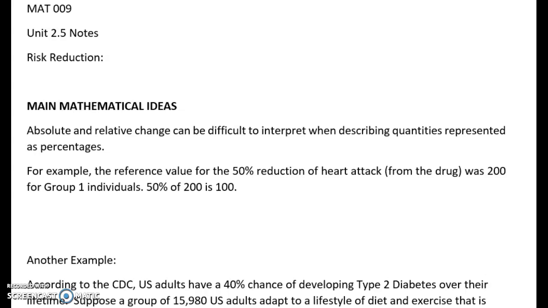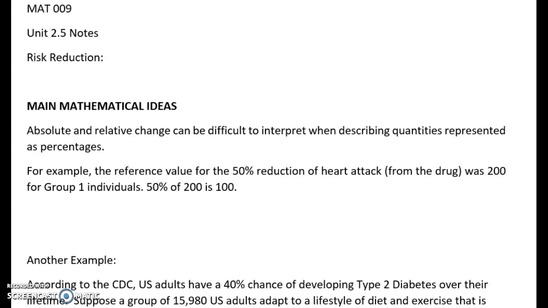In this video, I'm just going to give you some additional examples from Unit 2.5. So this unit was all about risk reduction. One of the main mathematical ideas that you should focus on is that absolute and relative change can be difficult to interpret, especially when describing quantities that are represented as percentages.